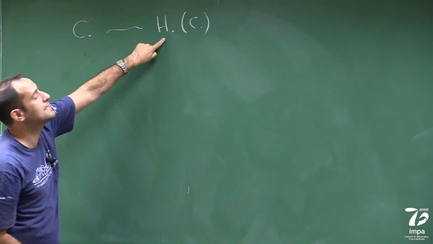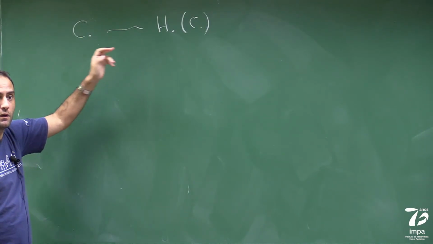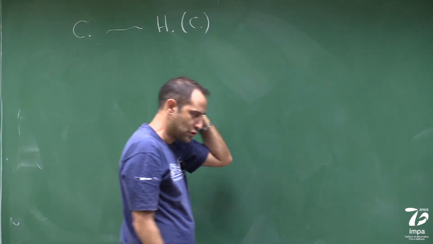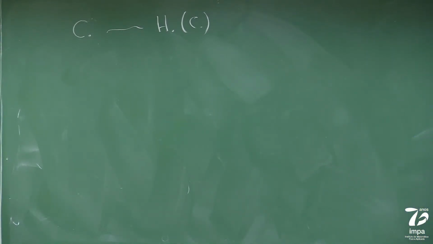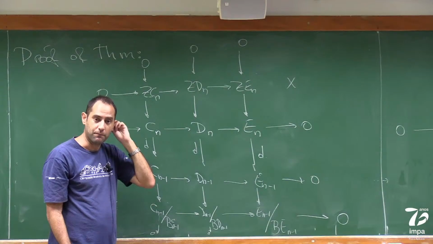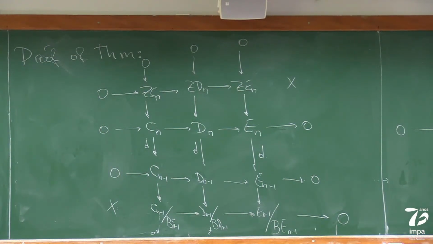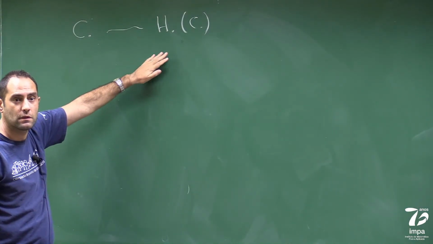Question: does this remember the whole complex or not? Do I lose information by computing the homology of a complex, or do I keep the whole structure that the complex has? A complex looks like something complicated. I have objects and arrows between them, and the differential squares to 0. And these are subquotients, and I no longer have any arrows. These are just groups, just vector spaces.